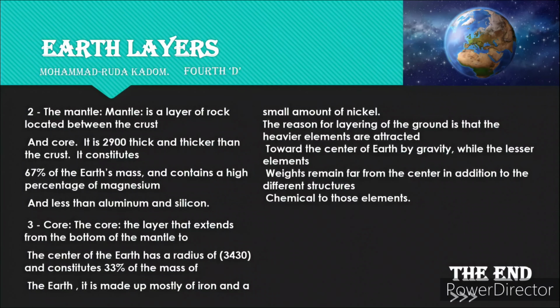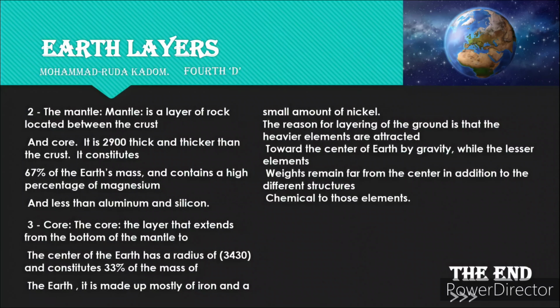Mantle is a layer of rock located between the crust and core. It is 2,900 thick and thicker than the crust. It constitutes 67% of Earth's mass and contains a high percentage of magnesium and less aluminium and silicon.